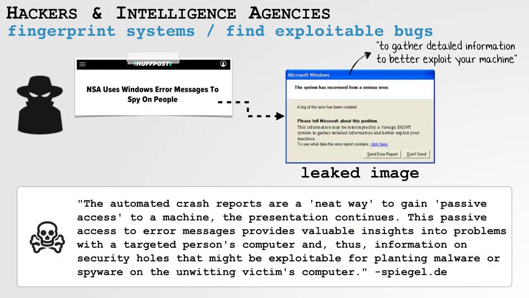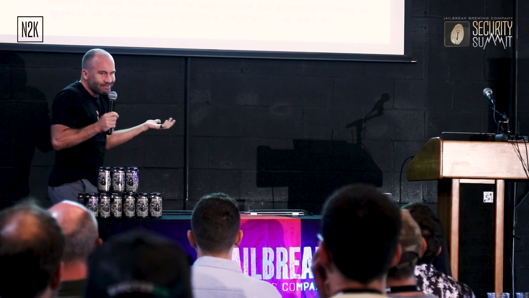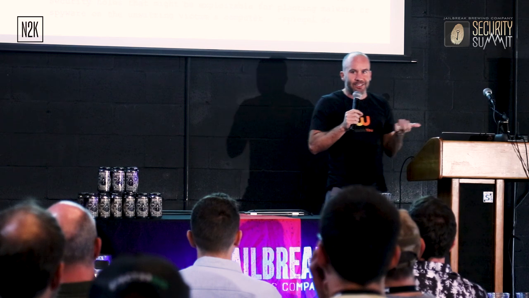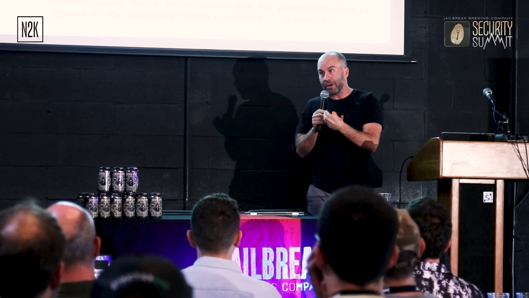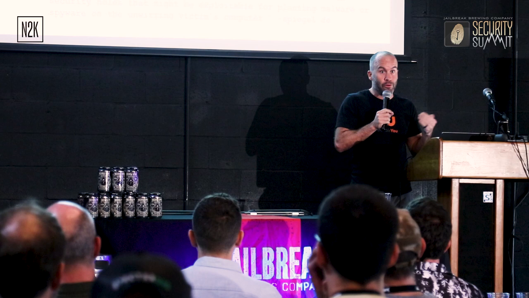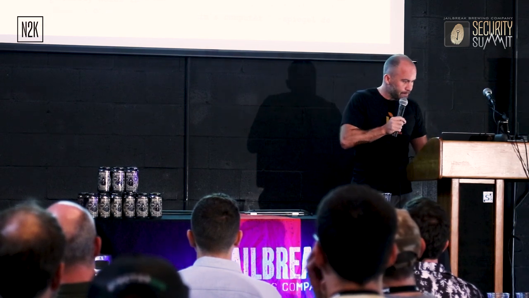And I love this leaked image because it's a screenshot of Microsoft's crash reporting alert and what the internal documentation supposedly, according to the press, kind of hard to see, but the image was modified. Instead of saying, please tell Microsoft about this, and I'll read it because it's hard to see, it says, this information may be intercepted by a foreign SIGINT system to gather detailed information and better exploit your machine. So, hilarious, awesome. But also, I'm happy that intelligence agencies, at least friendly ones, are gathering crash reports because they are very, very valuable for offensive operations as well.